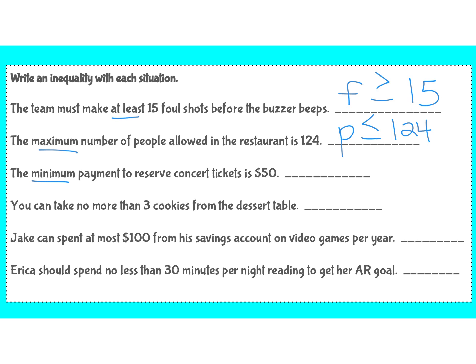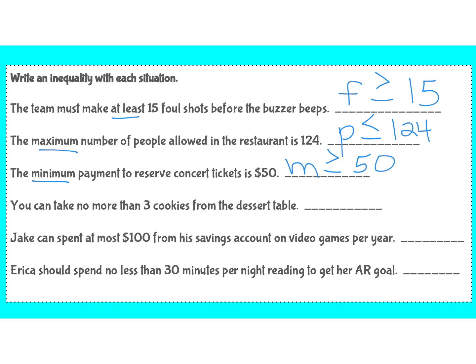And then on the third one, we're going to flip side. The minimum payment to reserve concert tickets is $50. So your money for tickets, the minimum is $50. So we could equal 50, but we're saying minimum, thinking about that's the lowest number we would take. Okay, so we're looking at your money being greater than or equal to 50, a minimum of 50, so more than 50 to reserve those tickets.